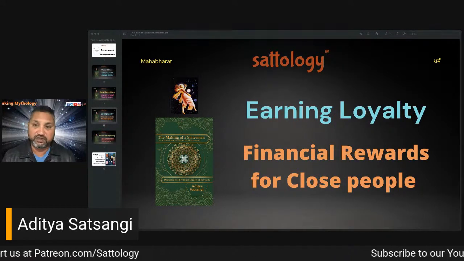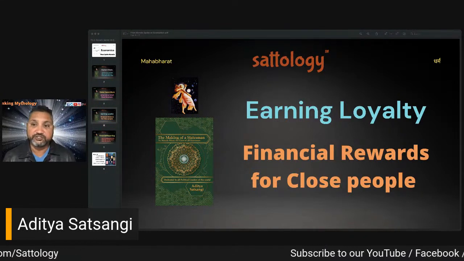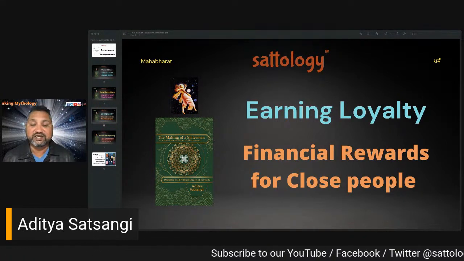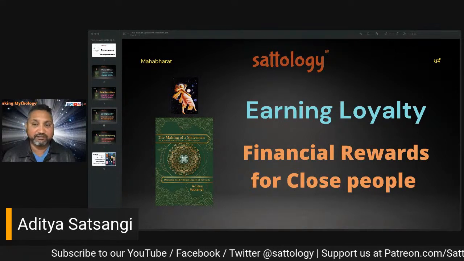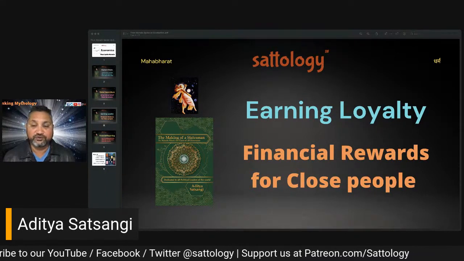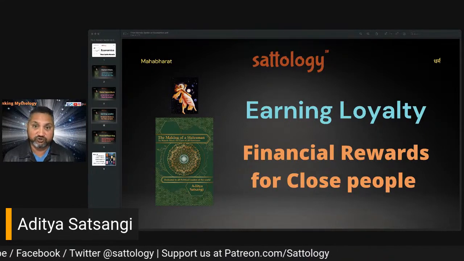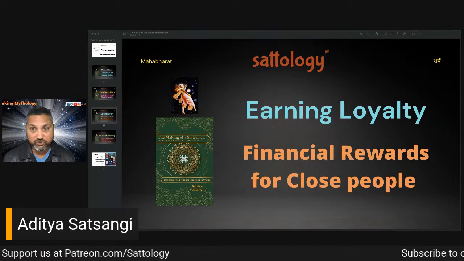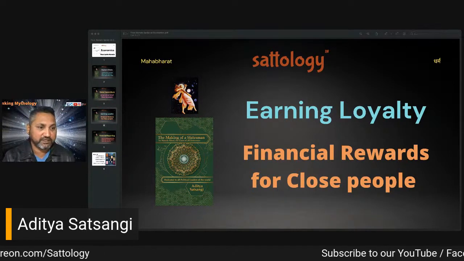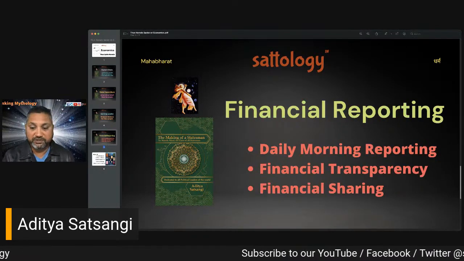So when they say earning loyalty, Narad Muni is checking on Yudhishthir that he doesn't ignore his close friends and relatives, because if he ignores them, he cannot rule properly. So this is the second instruction on economics to Yudhishthir. The third major instruction after that is financial reporting.